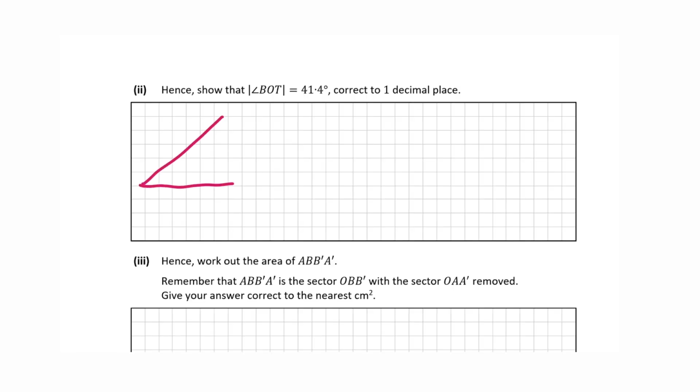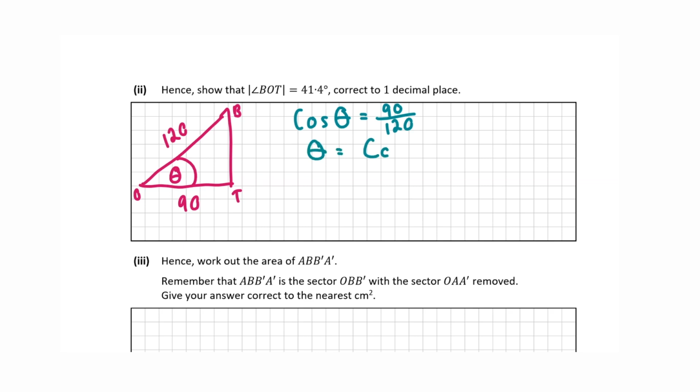Here's just a rough sketch of our triangle. Now we can use trigonometry to prove that theta is equal to 41.4 degrees. I'm going to use cos theta equals adjacent over hypotenuse, so that's going to be 90 over 120. We don't want cos theta, we just want theta on its own, so we're going to have to take the inverse of cos. So theta is equal to cos inverse of 90 over 120.